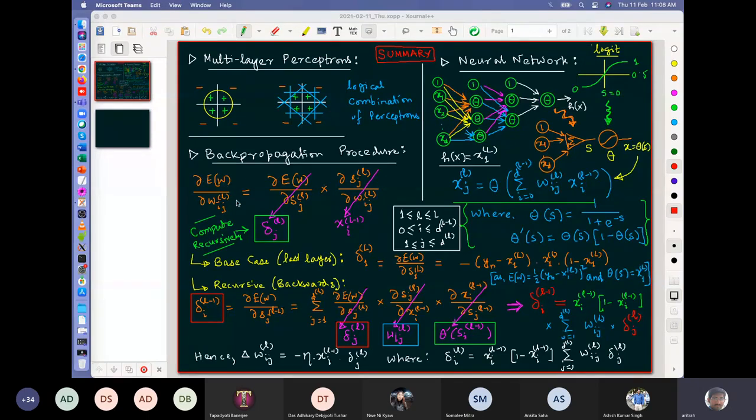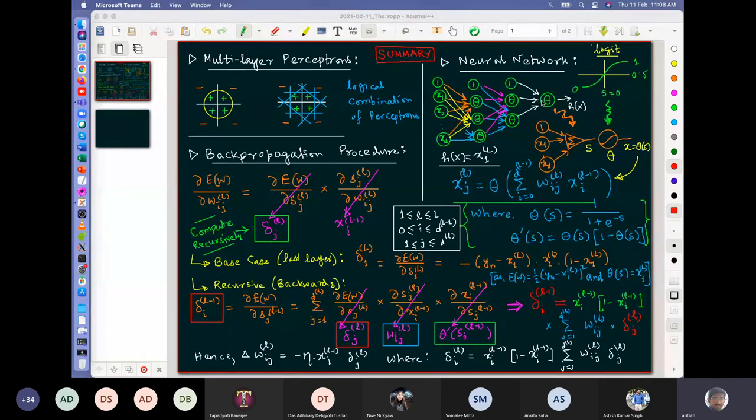As we have seen, the chain rule gives us the fact that I can write it using del E_n by del s_j into del s_j by del w_ij. There is one interesting observation here. This particular term I call delta_j of layer L.